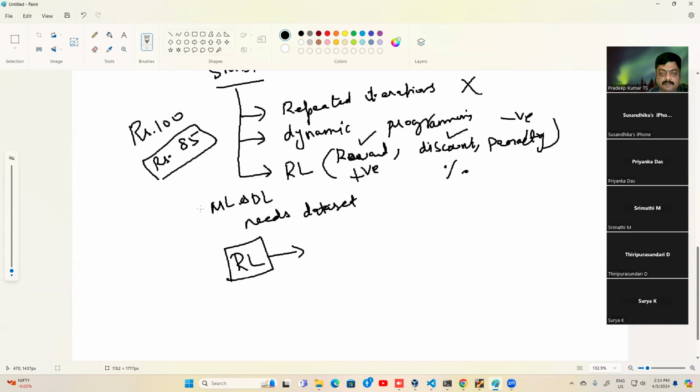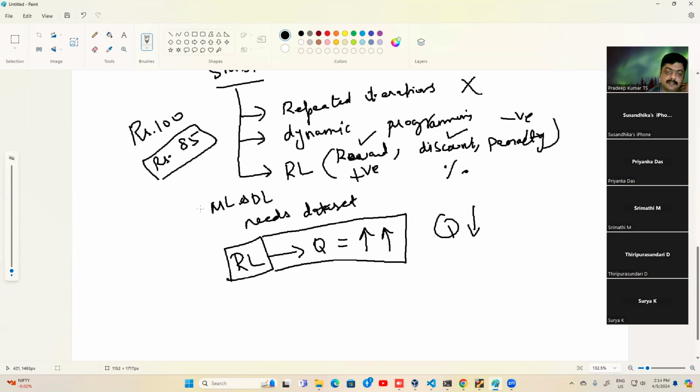It is based on one factor called Q learning, the Q factor. The higher the Q, the better the system. When you get a higher Q value, that indicates the system is performing well. Lower Q will degrade the performance. So the purpose of the RL algorithm is to create an objective function in such a way that the value of Q is always higher.